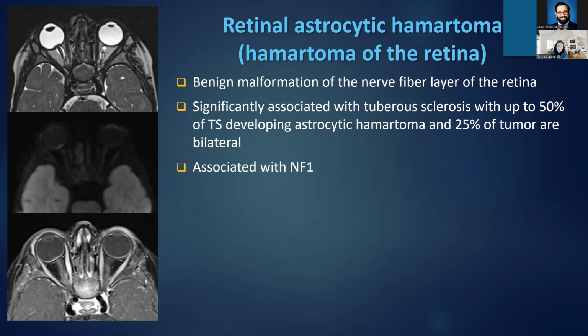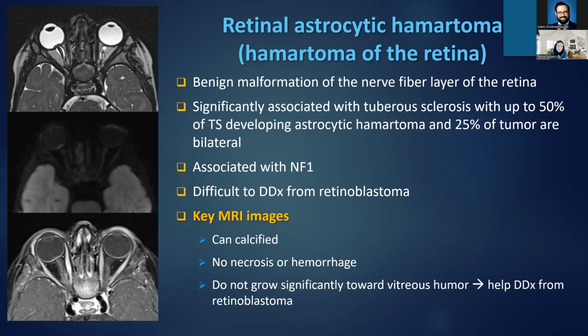But I think this is a good teaching point that sometimes without the clinical history, it's going to be very challenging to tell exactly what it is. With the clinical history, it can help you. And if you see any associated finding in the brain, that is also very helpful. Sometimes these lesions can be calcified, but we should not see any necrosis or hemorrhage. One thing that can help you is the plaque-like appearance that does not grow toward the vitreous humor, which helps you differentiate the diagnosis from retinoblastoma. It's more like a plaque that goes along the optic disc or the posterior globe.